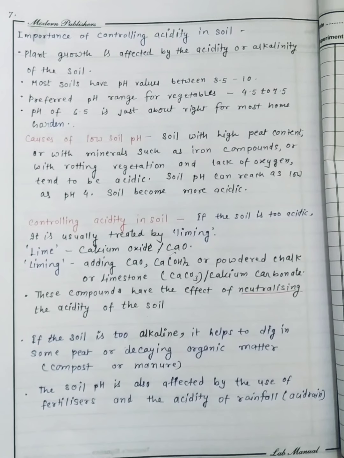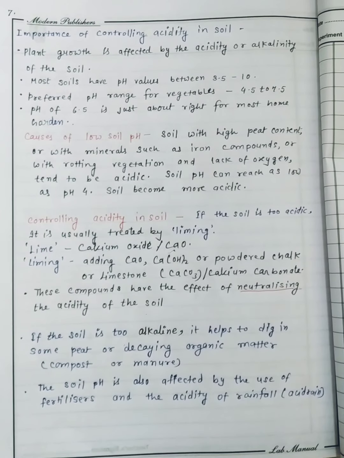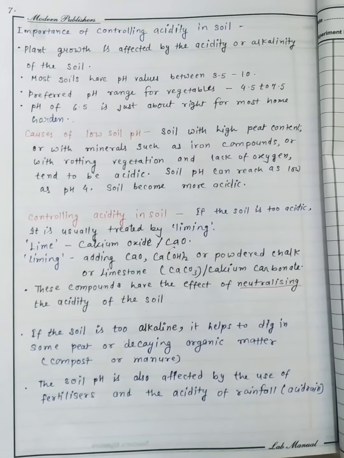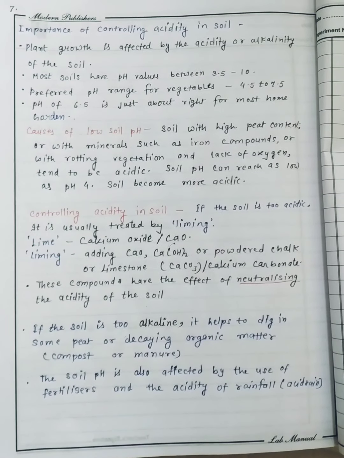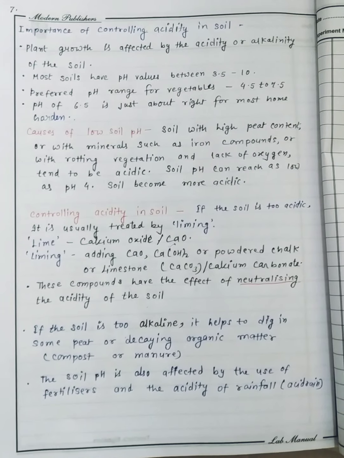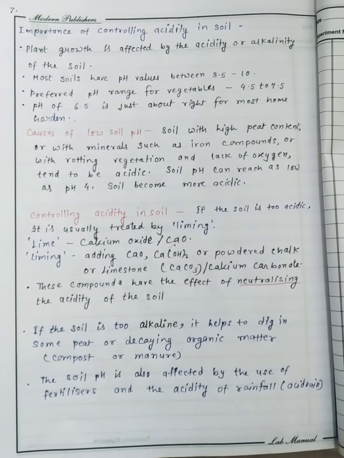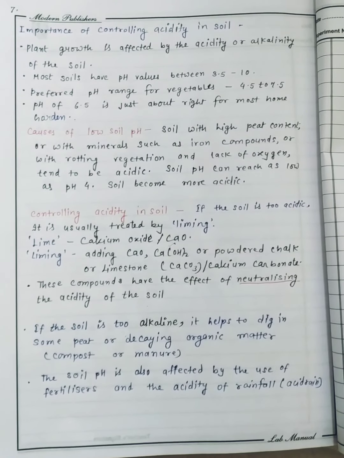So we understand that the acidic pH is suitable for the soil, but below 4 or 3.5 pH is not suitable for vegetation.